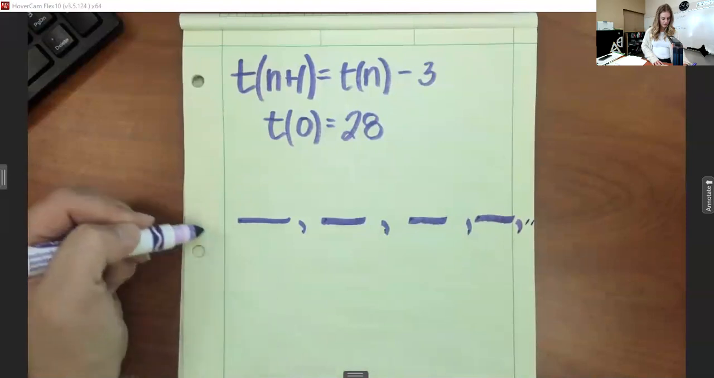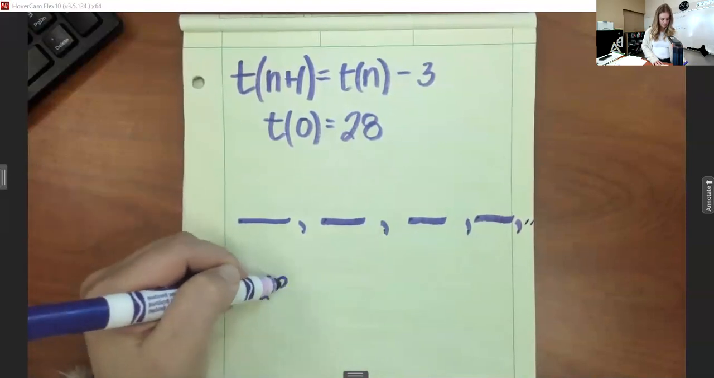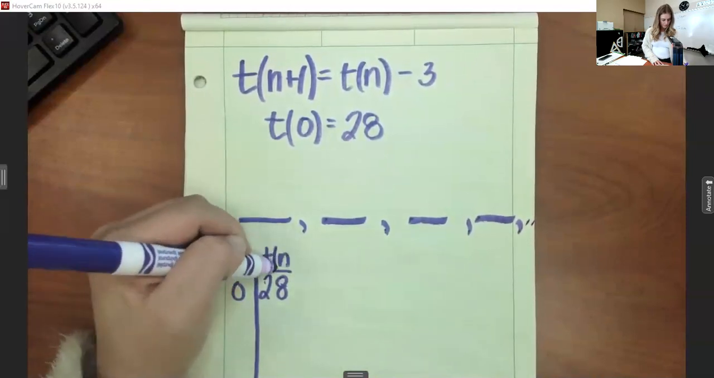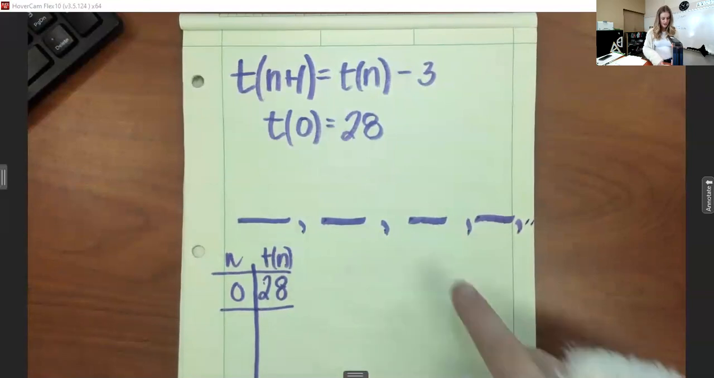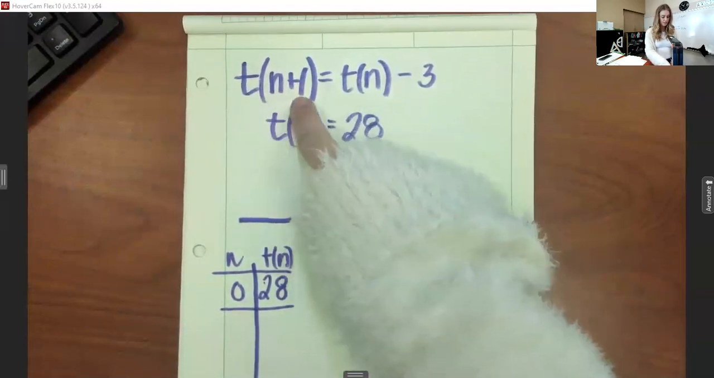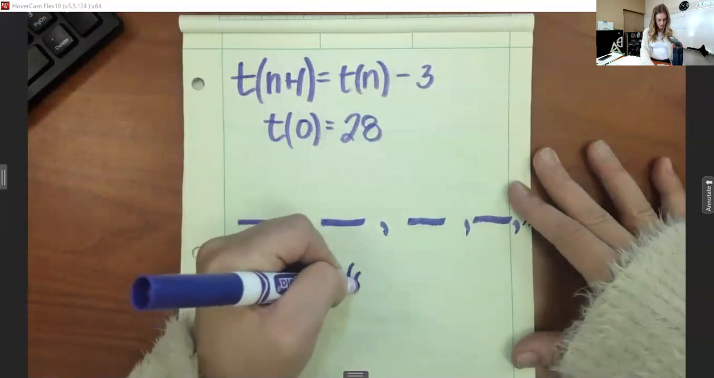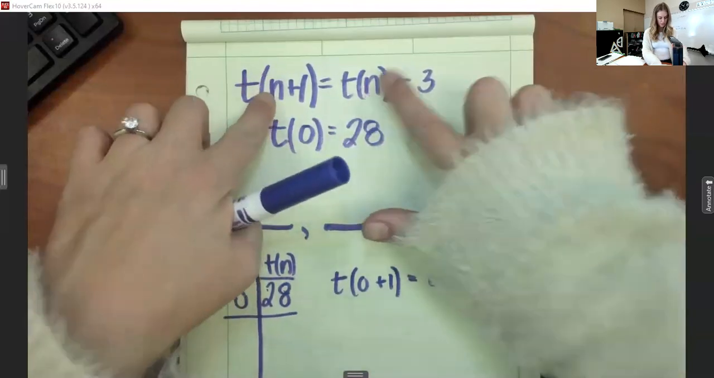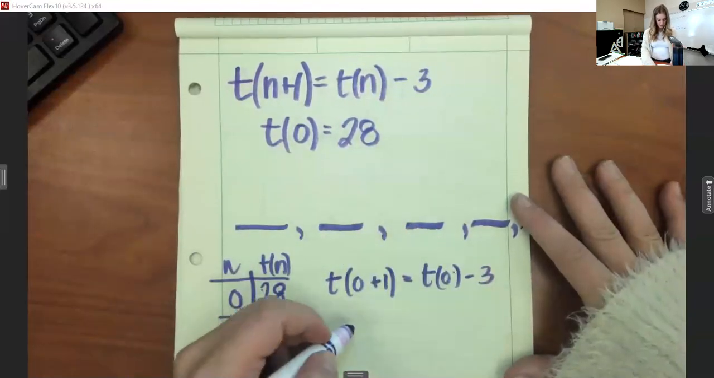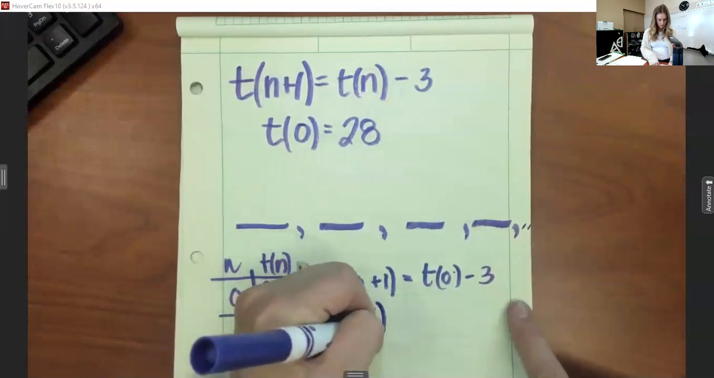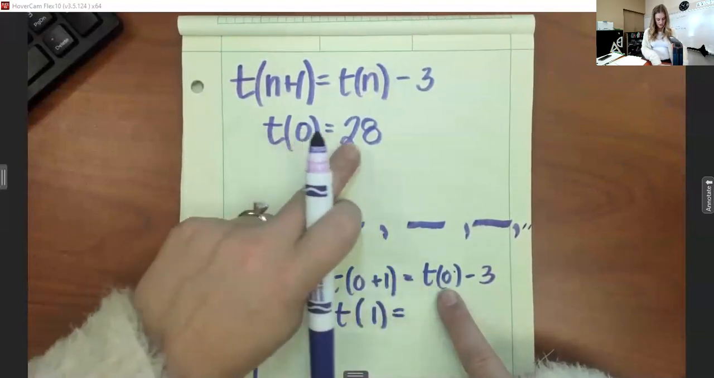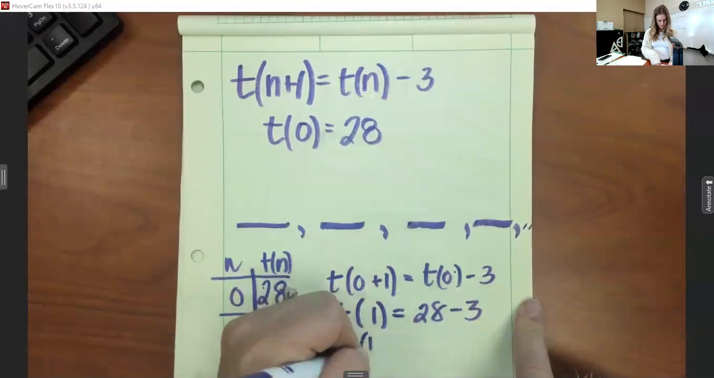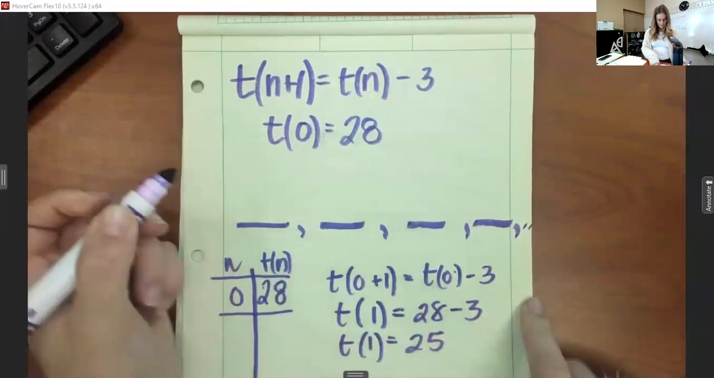Okay, I know that the 0th term is 28. If I wanted to find the first term, n has to equal 0, because 0 plus 1 is 1. So t of 0 plus 1 equals t of 0, because the n's have to match, minus 3. So we just consolidate. T of 0 plus 1 is 1, which equals t of 0 minus 3, and t of 0 is 28. We know that, that was given. All right, so t of 1 equals 25.